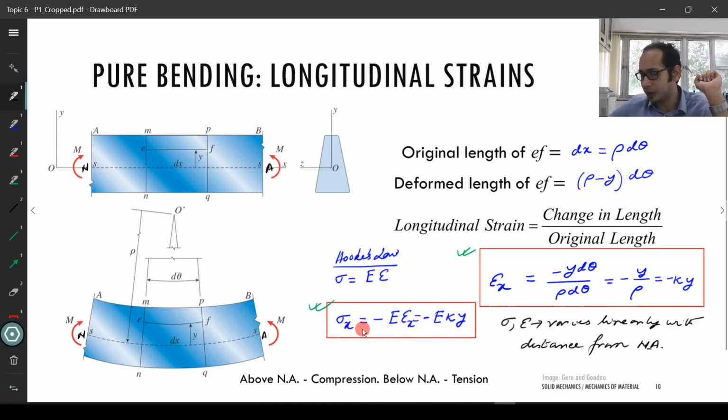Here negative means sigma x is compressive, and epsilon means that it is undergoing shortening in length. If it's positive, that means that it is undergoing tension and the section is undergoing an elongation. So that's the only reasoning behind this particular sign, and no other reasons. If you understand the logic, you get a hang of it pretty soon, right? So now this is the general formulation that we get.